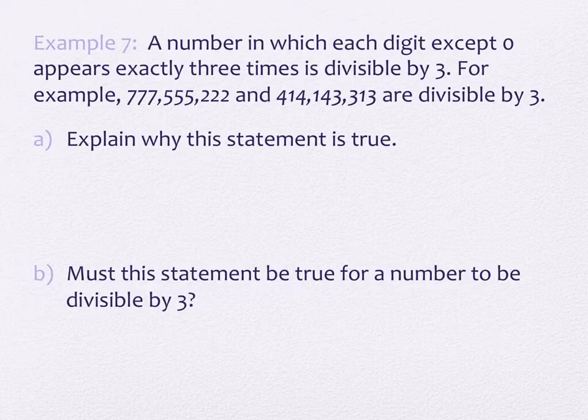So do you understand their description so far? If there's a number in there, it's in there 3 times. There's 3 4s, there's 3 7s, there's 3 2s, there's 3 1s. Whatever it is, it's there 3 times. So the first question says, explain why this statement must be true. Why would this work?